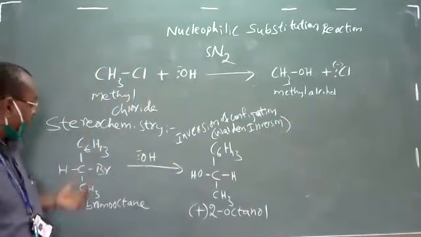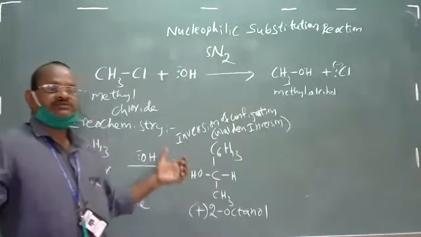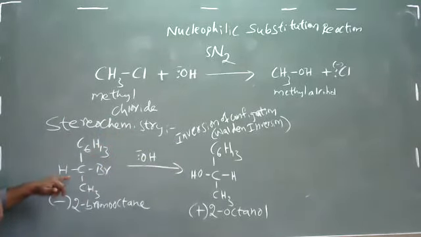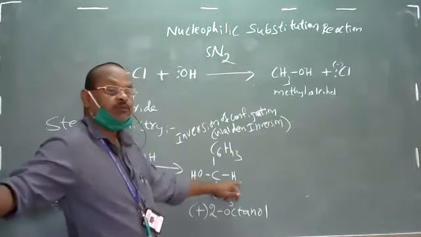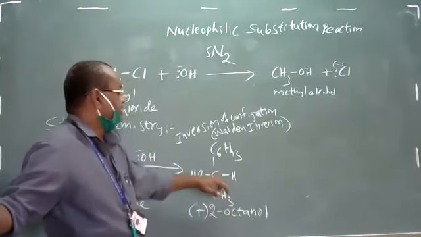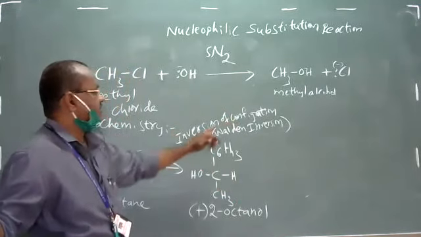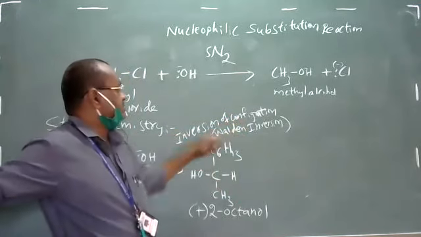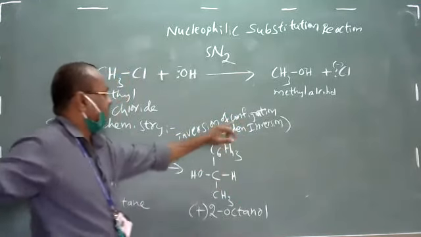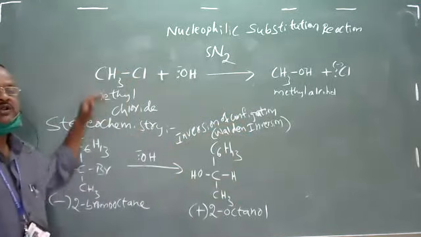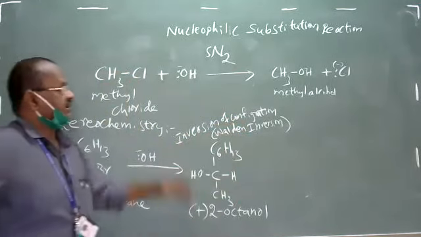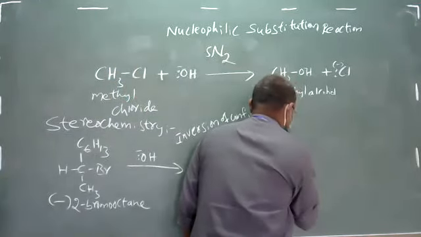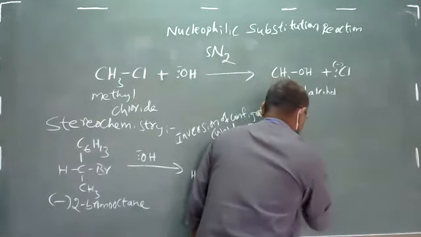What is that inversion of configuration? The levo form is converted to the dextro form, or the dextro form is converted to the levo form, or in other words, the hydrogen in the reactant is on the left side, and the hydrogen in the product is on the right side. So inversion of configuration takes place, also called Walden inversion. Walden is the name of the scientist who discovered this, and it is named after him. So the stereochemistry involved in this SN2 reaction is that an inversion of configuration takes place. Clear?